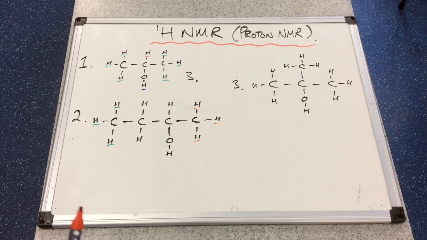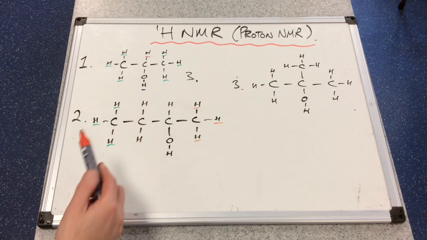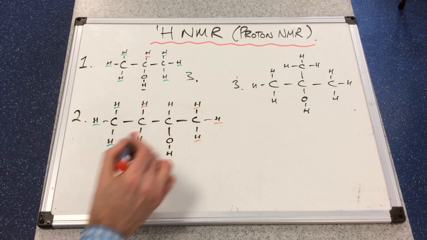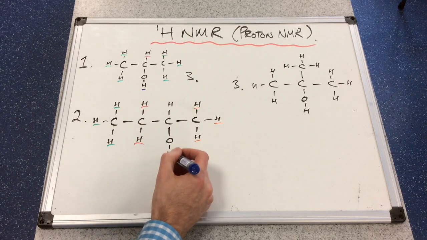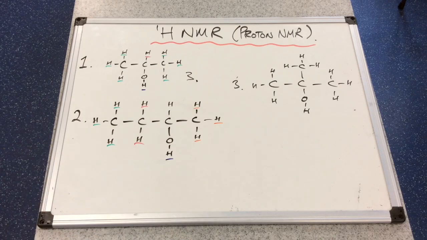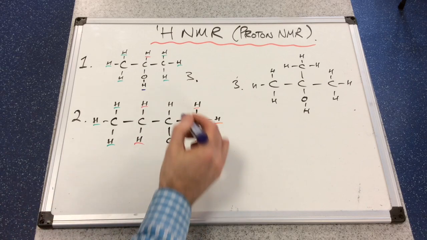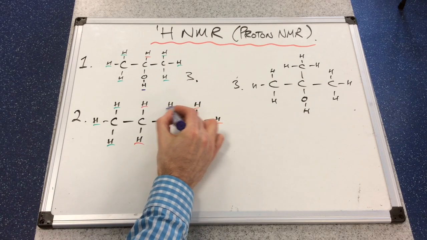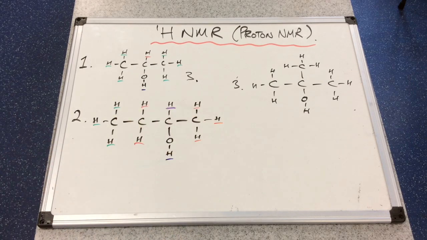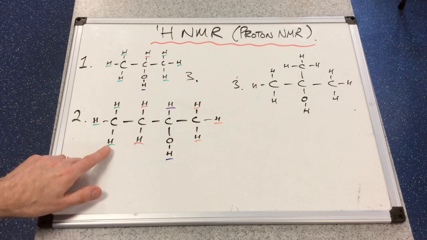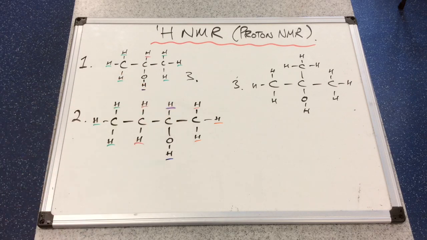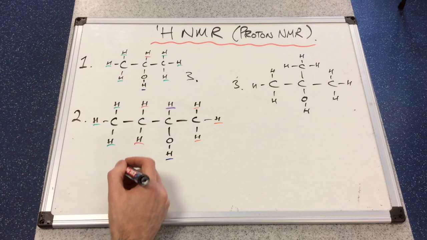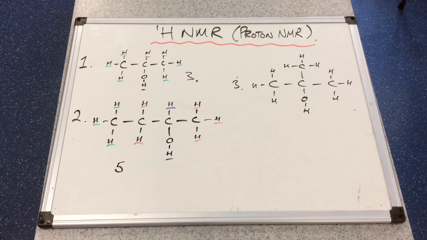And then there's only one CH2 group in this molecule, so that will have to have its own colour. There's only one H bonded to an oxygen, so we'll go for blue for that one. And last but not least, we've got this hydrogen here, which is in its own unique environment. So altogether, we've got green, red, blue, purple, orange. So we've got 5 environments.